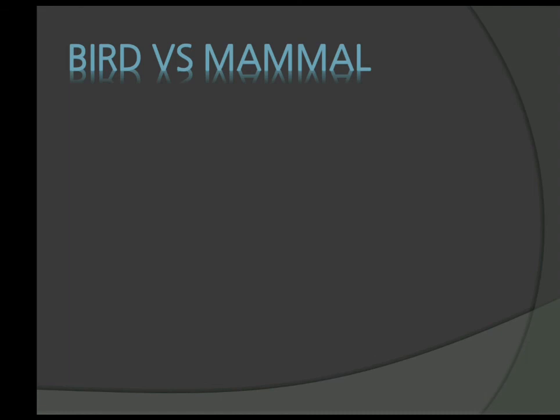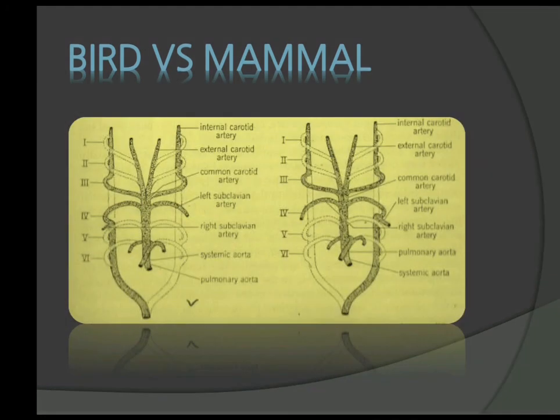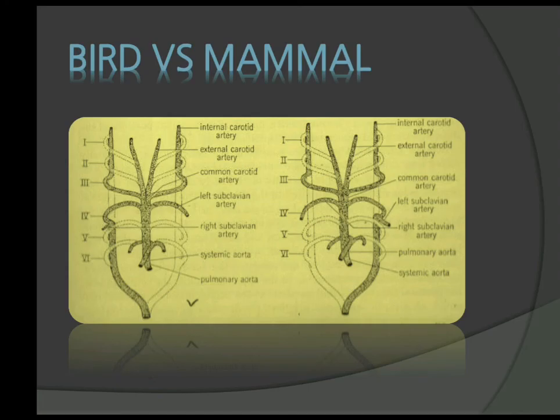So students, if we compare the birds with the mammals as per their arches, what is the difference? This is a diagram that you can have in this part. Here you can very well see that the arches are all together a mirror image kind of a thing. Now if you take the case of the birds, we have the left subclavian, and here we have the right subclavian in the case of mammals.